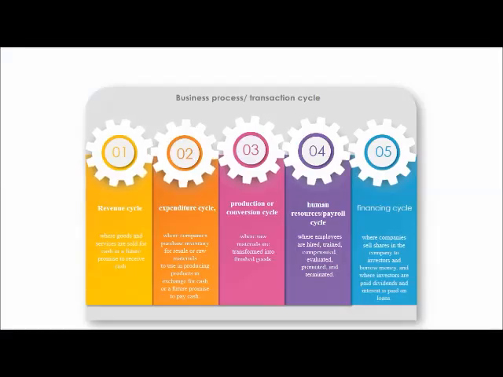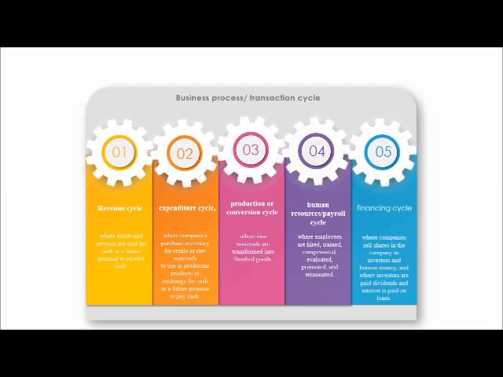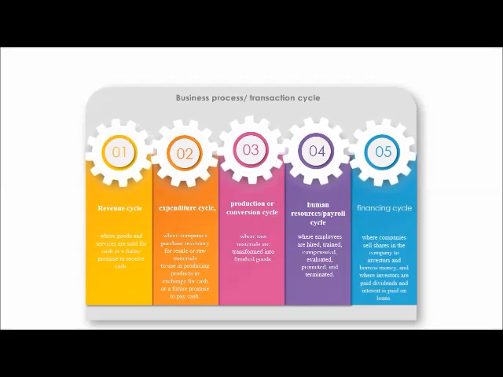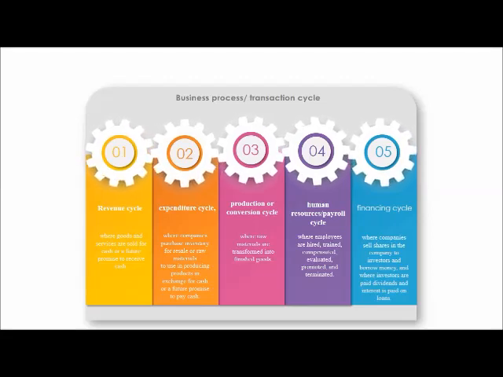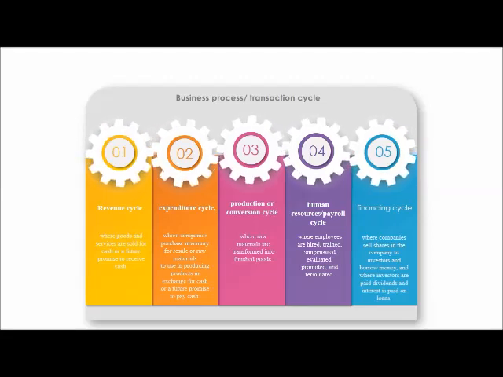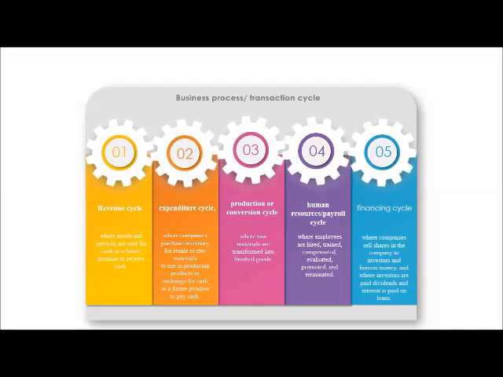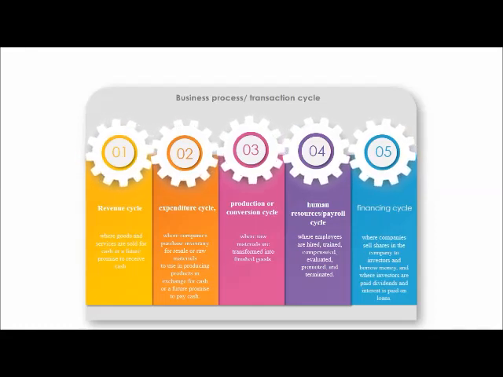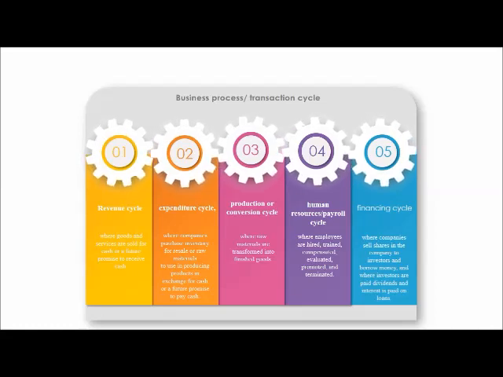Business process or transaction cycle. Any business has five major transaction cycles. The first cycle is called the revenue cycle. In the revenue cycle, goods and services are sold for cash or a future promise to receive cash. So the revenue cycle concentrates on selling goods or services to customers and receiving cash in exchange.